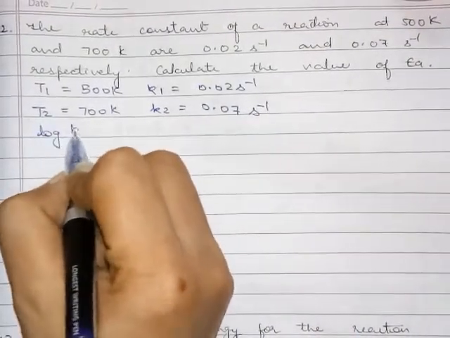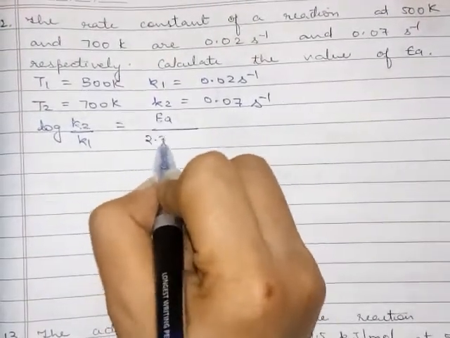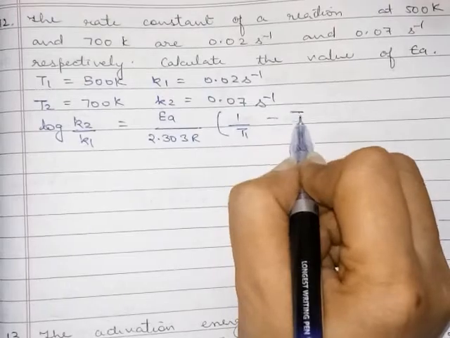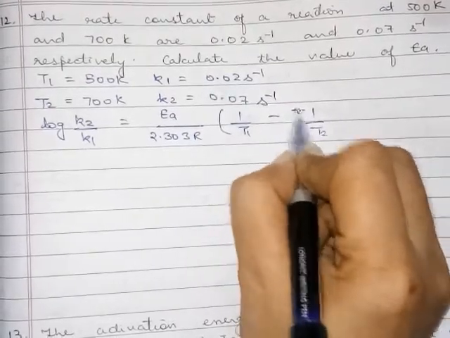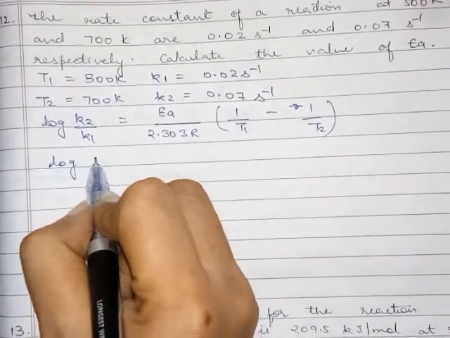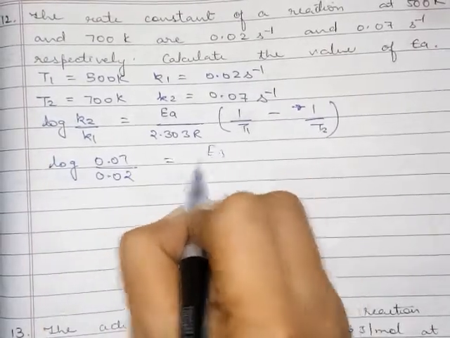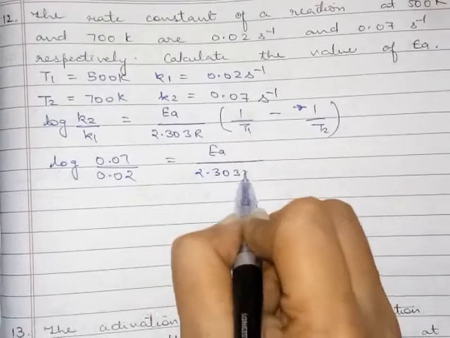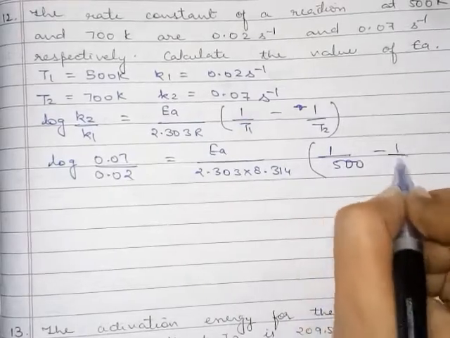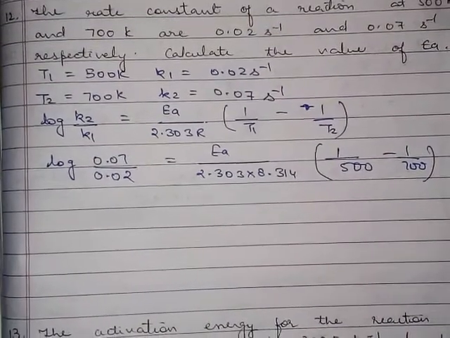So Arrhenius equation, log K2 by K1 is equal to Ea upon 2.303 R (1 upon T1 minus 1 upon T2). So substituting the value, log K2 is 0.07, K1 is 0.02, Ea we have to find, 2.303 into 8.314, (1 upon 500 minus 1 upon 700). So this, when you solve, we can take LCM on the RHS.